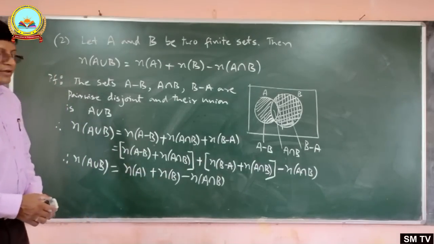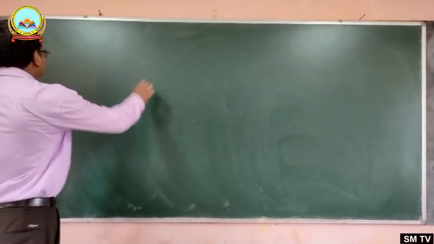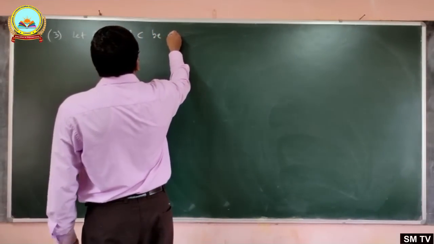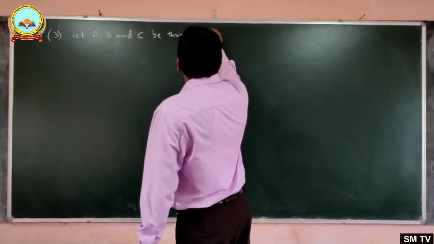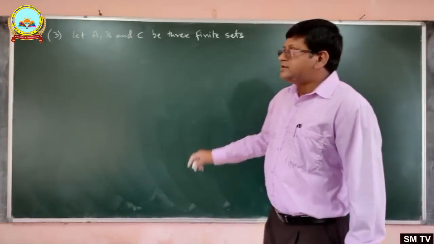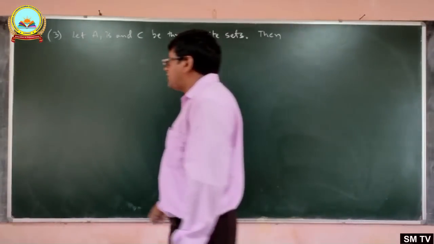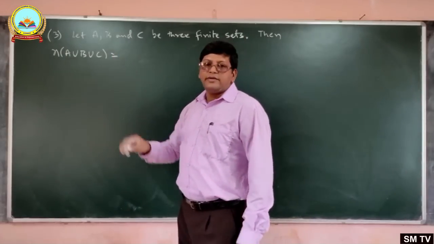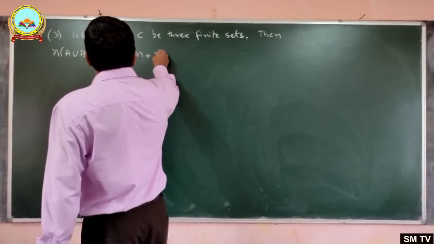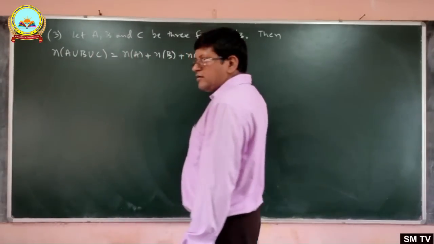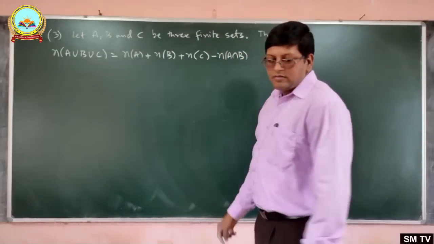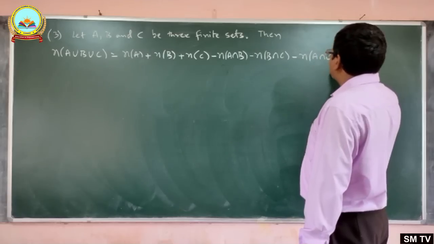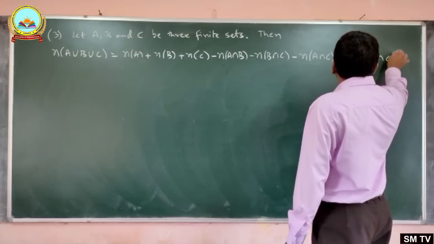Okay, next, result number 3. Let A, B and C be three finite sets, then n of A union B union C, the number of elements present in the set A union B union C, is equal to n of A plus n of B plus n of C minus n of A intersection B minus n of B intersection C minus n of A intersection C plus n of A intersection B intersection C. So this is result number 3.